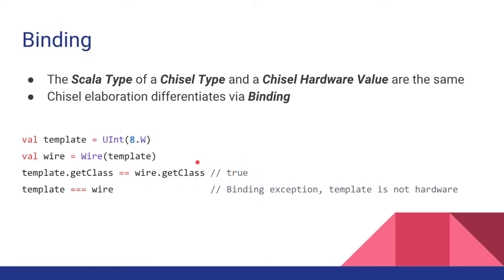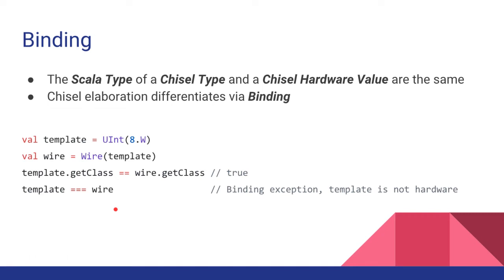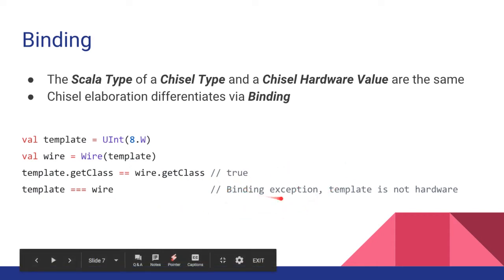But fundamentally to Chisel, they're very different, because this template is just this abstract notion of a UInt, whereas this wire is actually hardware that we can add, we can connect to, we can do all kinds of things. Importantly, if you try to do triple equals, which is the Chisel equality check, it's saying, in my hardware, is this thing equal to that thing? Like, is this register equal to that register, or register equal to wire, or whatever? And importantly, you're going to get an exception here, because template is not hardware. Template is a type. Wire is hardware, so if we were comparing wire to 0.U, this would be legal.